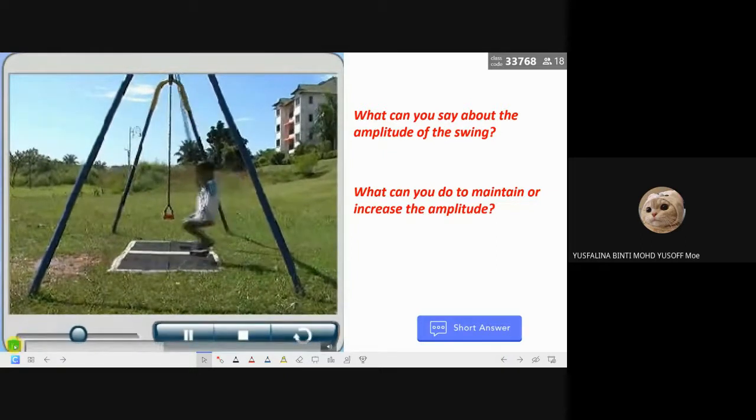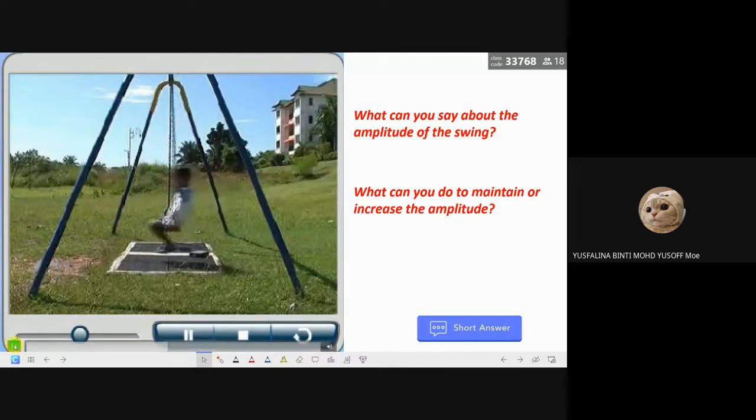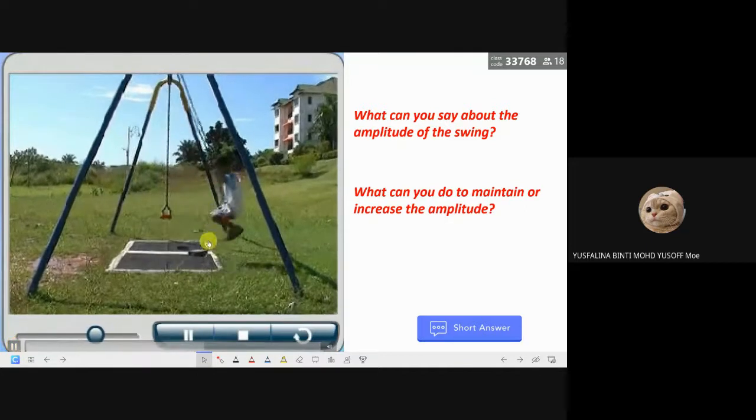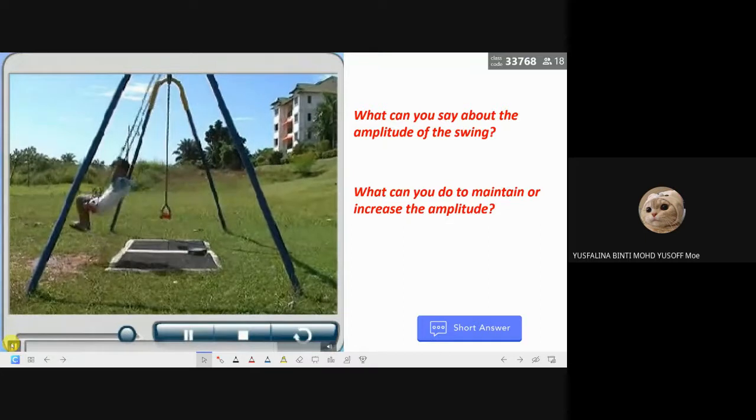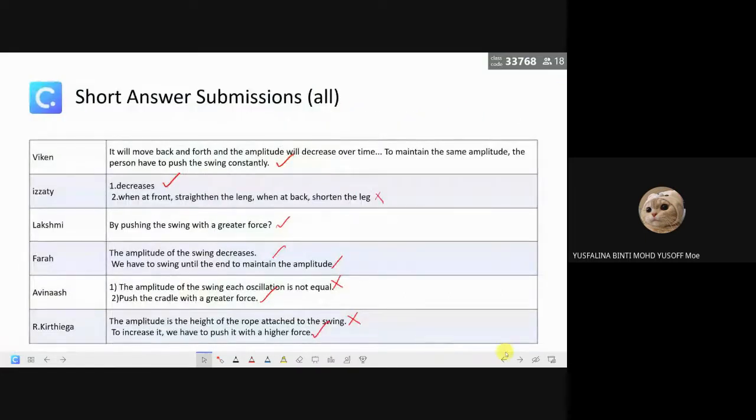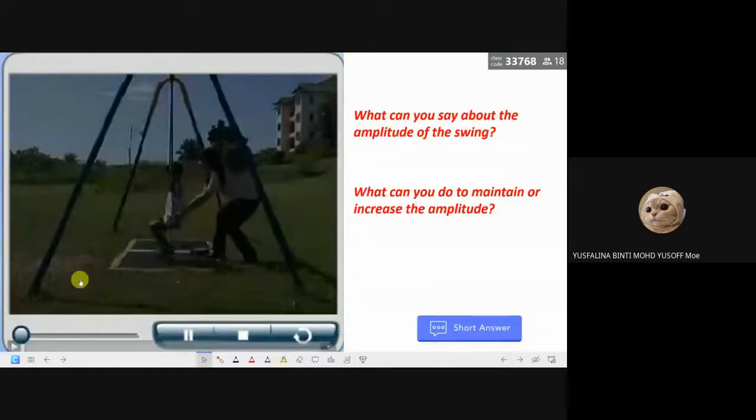Okay, remember we learned before this about the amplitude. The amplitude is from the equilibrium position to the maximum displacement. So let's say the boy oscillates until here, it means the amplitude is from the equilibrium position until here. So that's called the amplitude. You can see here the amplitude is decreasing.